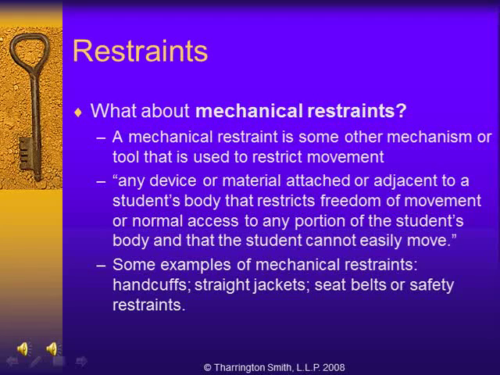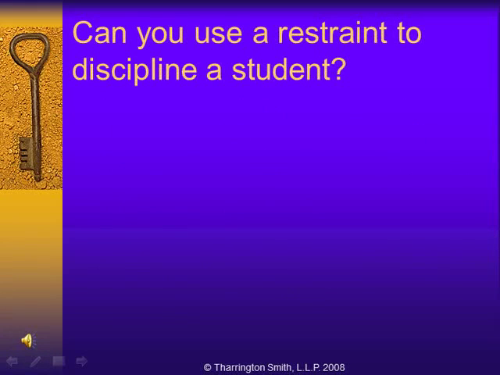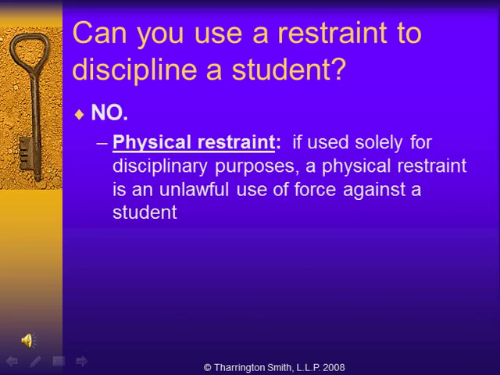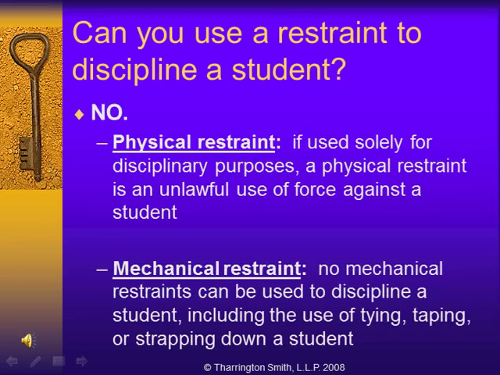Now that we have defined our terms, we will discuss the situations in which employees can and cannot use these forms of restraint with students. First and foremost, when can you use a restraint to discipline a student who has misbehaved? The answer is never. Neither physical nor mechanical restraints may ever be used solely to discipline a child. Any use of physical or mechanical restraint solely for discipline would be an unlawful use of force against the student. This includes tying or taping a student's hands or other body parts, holding the student on the floor or against a wall, or any other form of restraint.